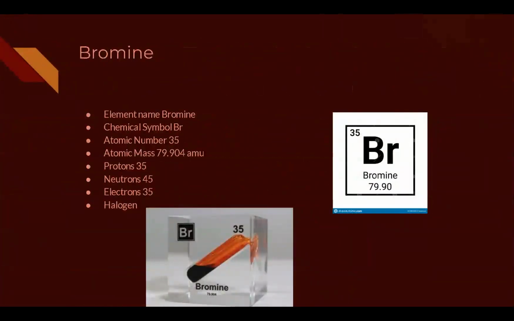The element I chose for this project is bromine. Bromine, as you see, has a chemical symbol of capital B, lowercase r, with an atomic number of 35 and an atomic mass of 79.904 AMU. Due to the atomic mass and number, that means it has 35 protons, 45 neutrons, and 35 electrons. And because it's in the 17th group of the periodic table, it's classified as a halogen.